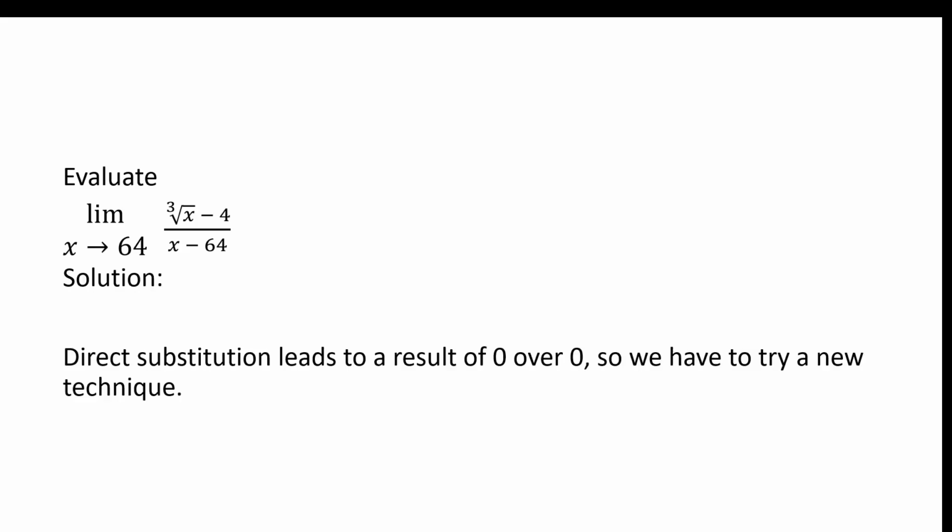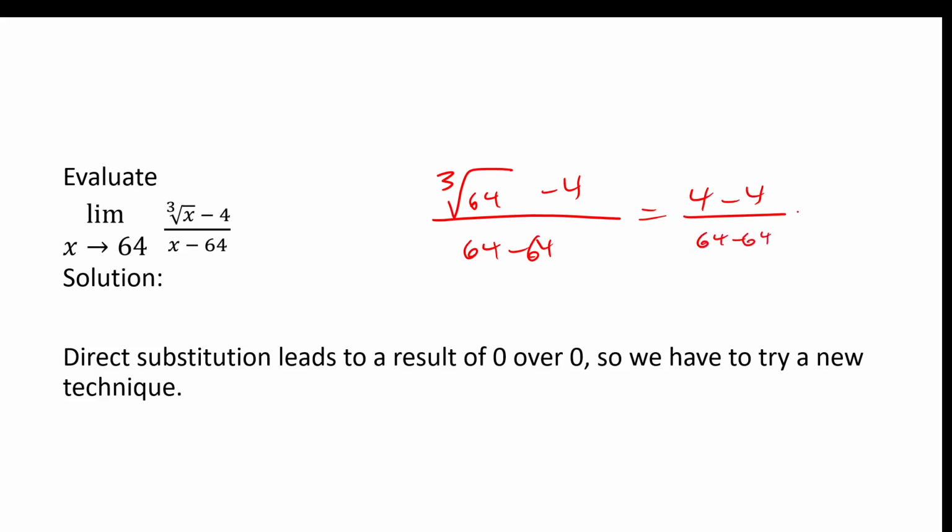Okay, direct substitution leads to the cube root of 64 minus 4 all over 64 minus 64. That's the same as 4 minus 4 over 64 minus 64, which is the same as 0 over 0. So plugging it in gives us 0 over 0. We're going to have to try a new technique.